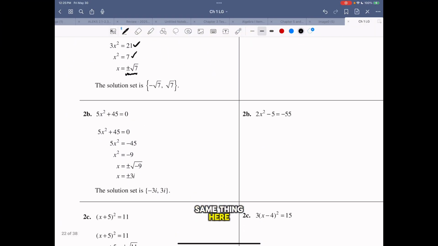Same thing here, except that now, since you have minus 45, when you divide by 5, you still get a negative, right? You still get negative, it's negative 9. So you have to do the plus and minus of negative 9, and the square root of negative 9 is 3i. So plus or minus 3i.